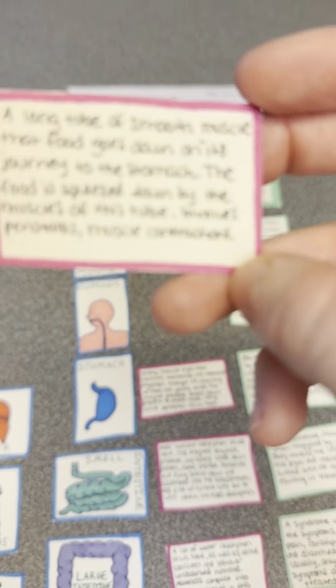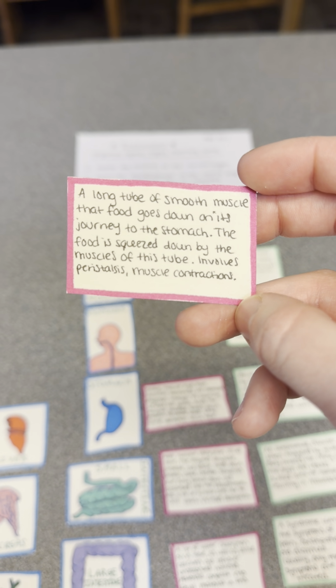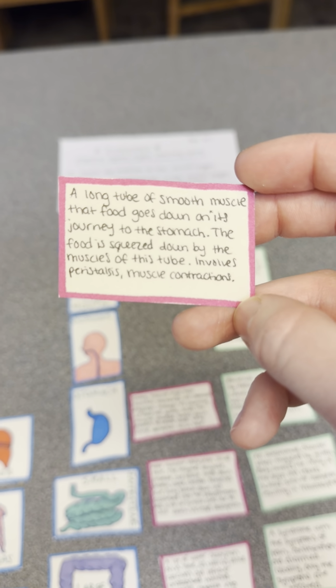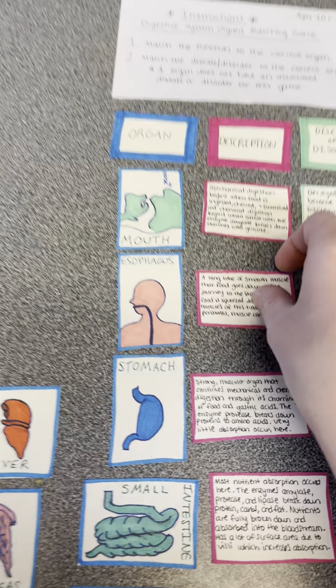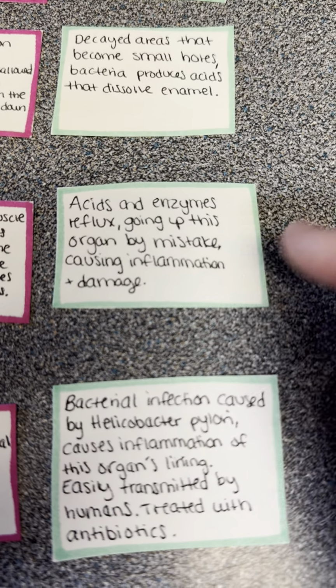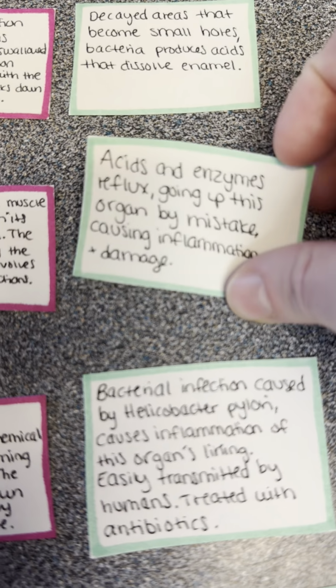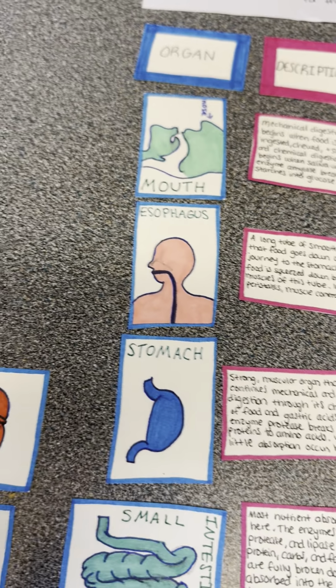So a long tube of smooth muscle, that food goes down on its journey to the stomach. The food is squeezed down by the muscles of this tube, involves peristalsis, which are muscle contractions, and that happens in the esophagus. And then we have acids and enzymes reflux going up this organ by mistake, causing inflammation and damage. This is GERD, and that happens in the esophagus.